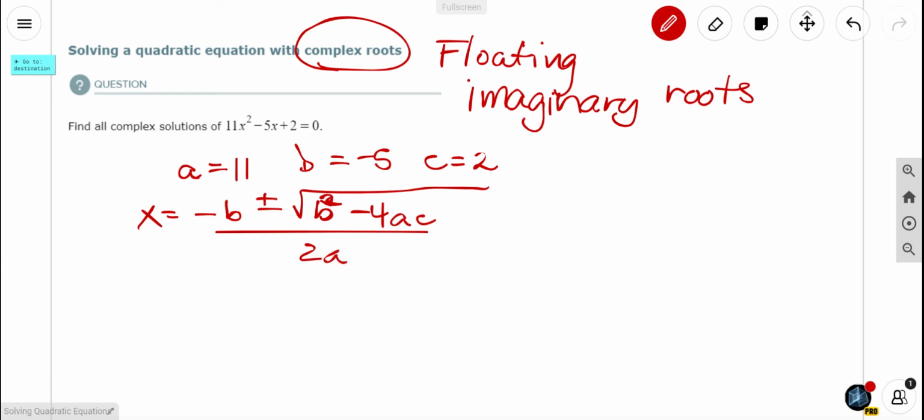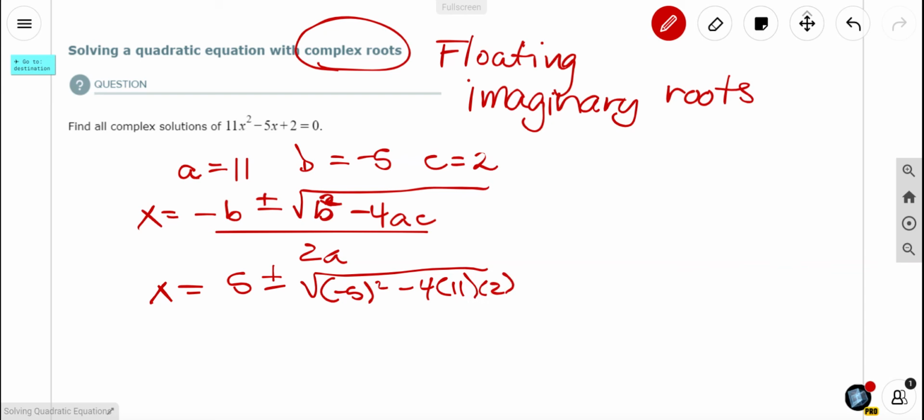Miss Buck, do I have to write it every single time? Yes, you do. Yes, you do. Okay, so the opposite of b is going to be, b is -5, the opposite of b is 5. Plus or minus the square root of b squared, put it in parentheses so you don't screw up, minus 4 times 11 times 2, all over 2 times 11.